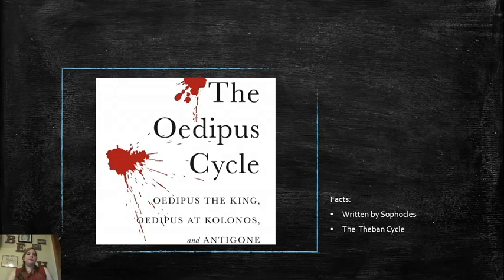Now, this play cycle is actually called the Theban cycle today because the plays actually deal more with the Oedipus complex and how it affects Thebes more so than how Oedipus is in all of the plays. So if you hear people calling it the Theban cycle, that is technically the correct name for it, but you are more than welcome to call it the Oedipus cycle if it makes you so happy.